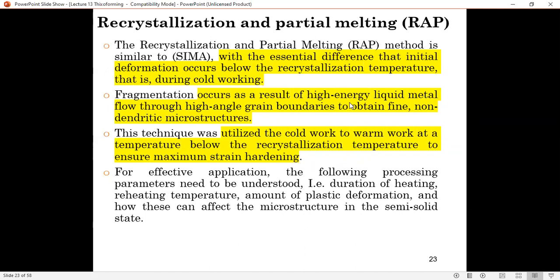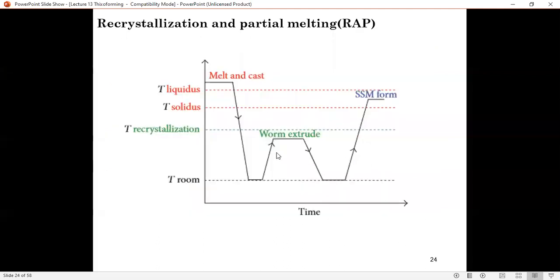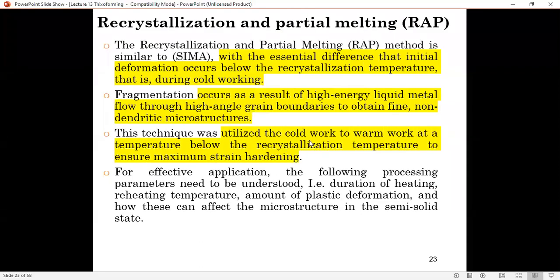It occurs as a result of high energy liquid metal flow through high angle grain boundaries to obtain fine non-dendritic microstructure. It utilizes the cold work to warm work at the temperature below the recrystallization temperature to ensure maximum strain hardening. So the heat is induced in here due to the work being done on the material. But it must be done below the recrystallization temperature. The reason being is you want to ensure maximum strain hardening.